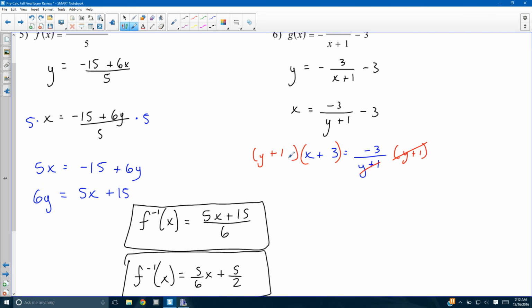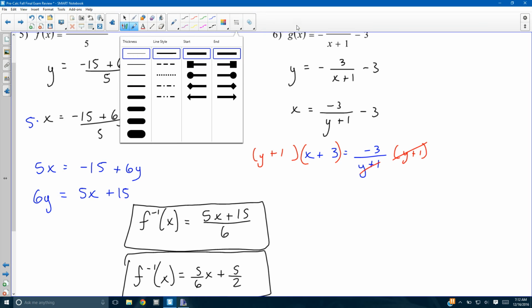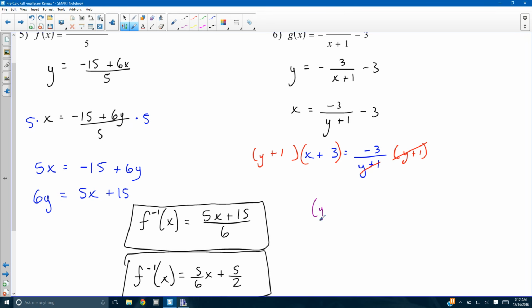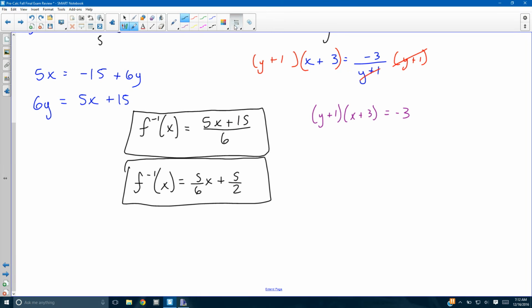But I'm not going to distribute here. Remember, I'm trying to just solve for y. It's by itself right here. There's a multiple of x plus 3 that is in its way right now. Eventually, I'm just going to end up dividing by that. Y plus 1 times x plus 3 equals negative 3. Now let's divide both sides by x plus 3, because as you can see, that gets the x's on the other side. X plus 3, x plus 3. So now we have y plus 1 equals negative 3 over x plus 3.